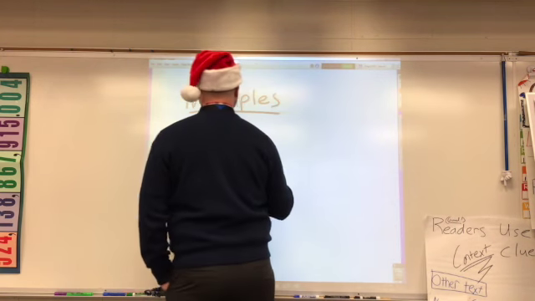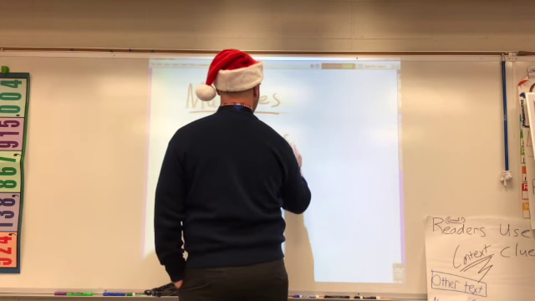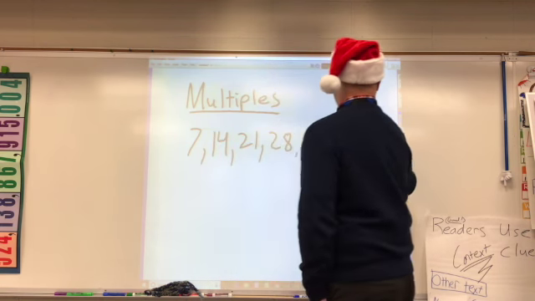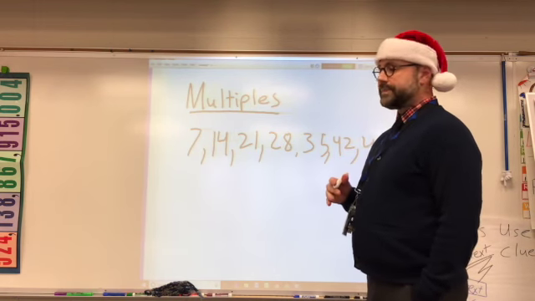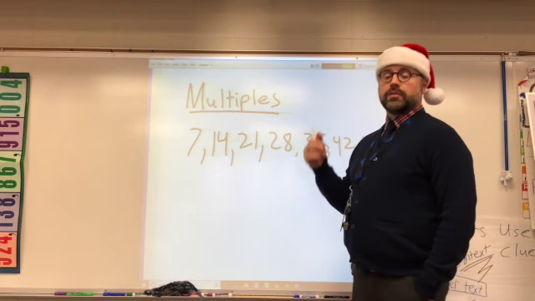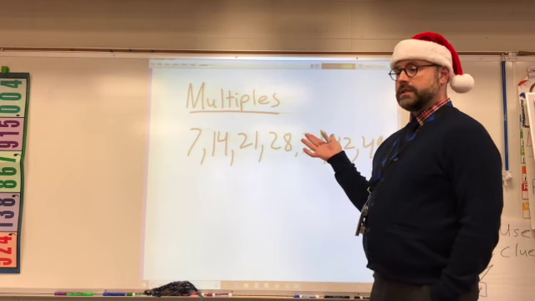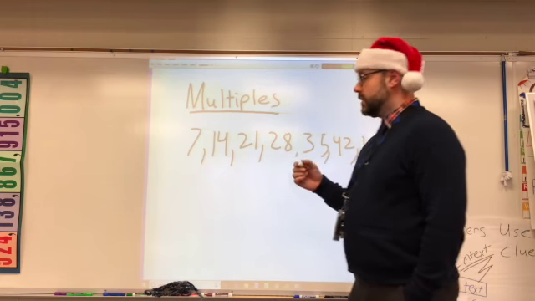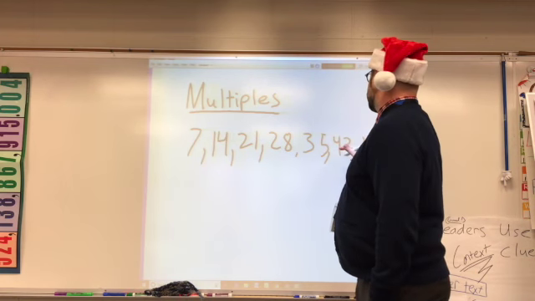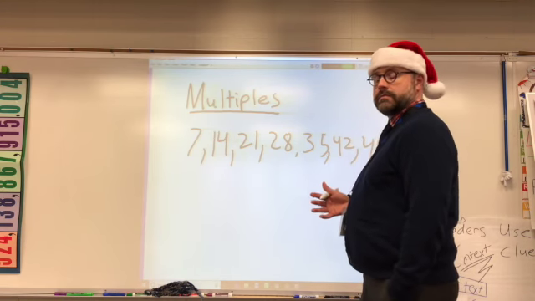The multiples of 7 are 7, 14, 21, 28, 35, 42, and 49. I'm just going to stop right there. A multiple is a number that is the product of a given number. In this case, I chose 7, and some other number. And these are all multiples of 7. The first 1, 2, 3, 4, 5, 6, 7. Those are the first 7 multiples of the number 7.